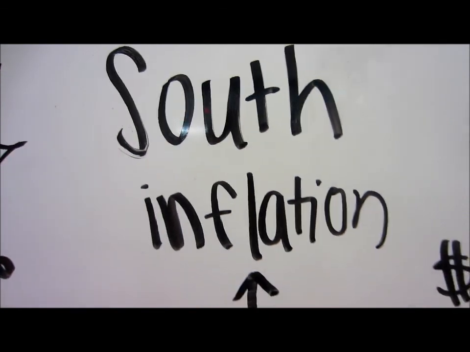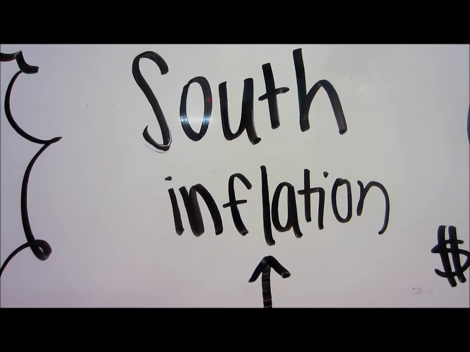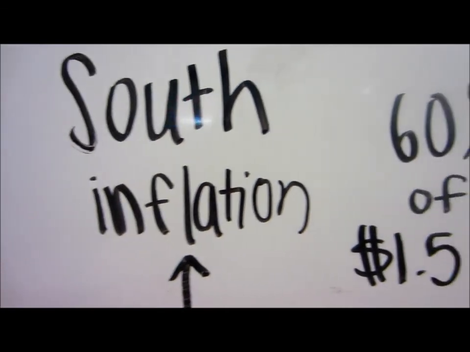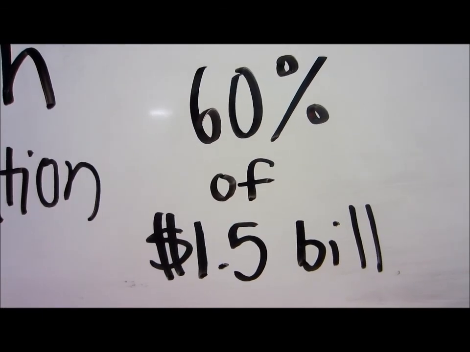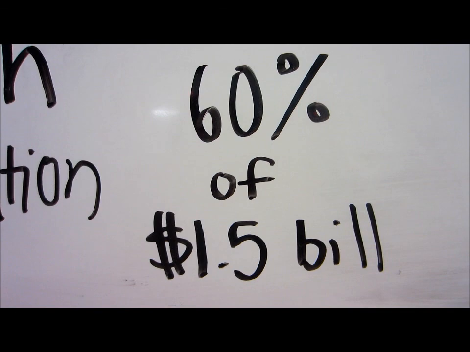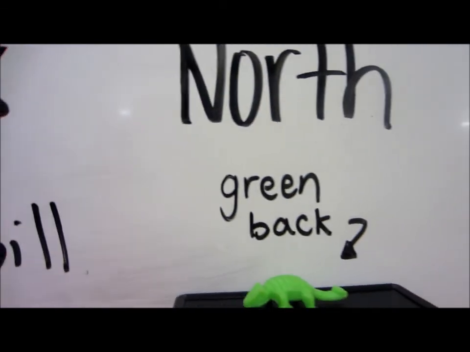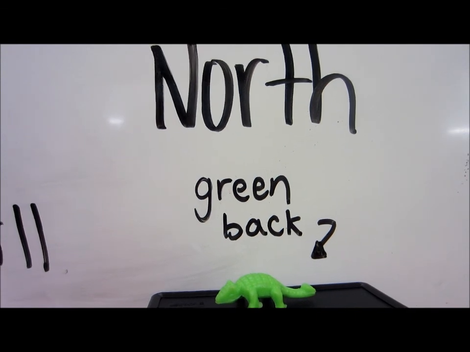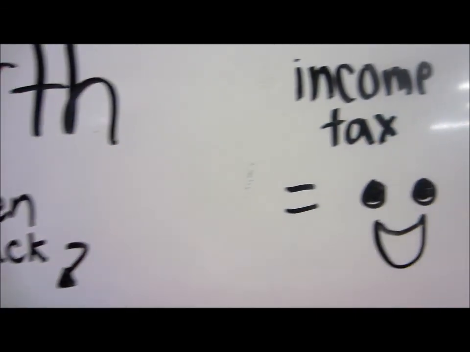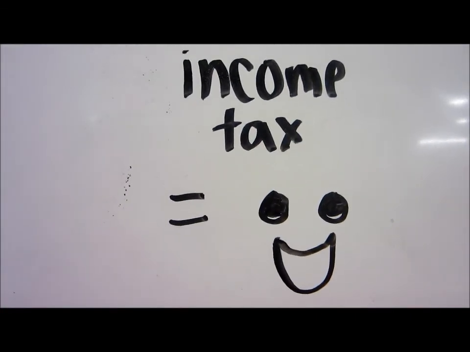Because the South refused taxation, inflation spiraled out of control. The Confederacy financed 60% of the actual $1.5 billion spent on the war. The Union, on the other hand, issued paper money called greenbacks that were not backed by gold or silver, but they balanced this with an income tax, which prevented inflation.